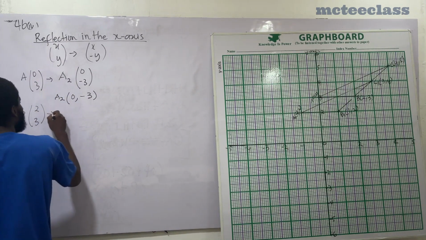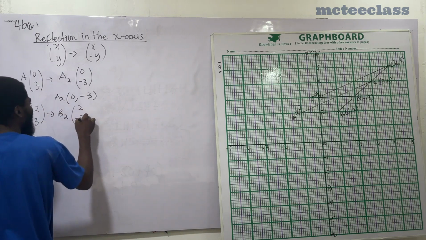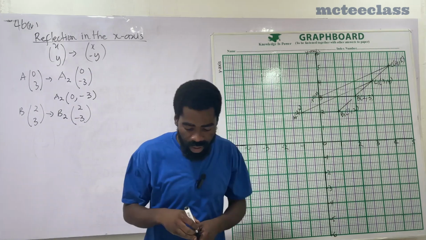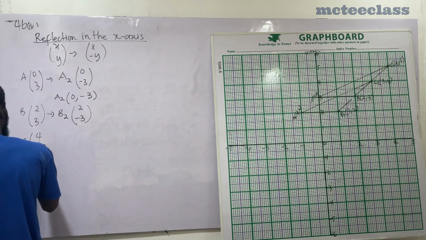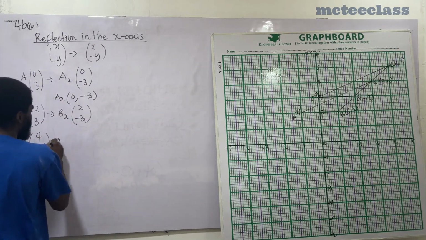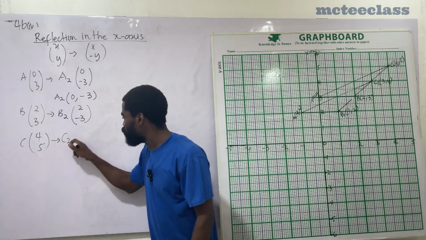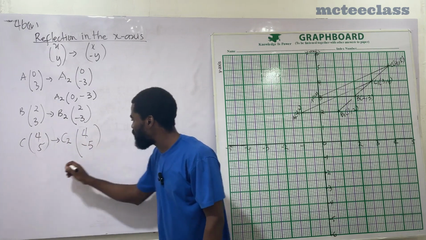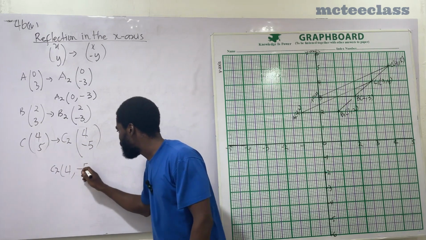And B2: we maintain 2 and negate what? We are following this general formula we have written down. Then we take C, which is (4, 5). If we have (4, 5), what do we have here? We will have C2, and C2 gives us: we maintain 4, negative 5. Then we have (4, negative 5).